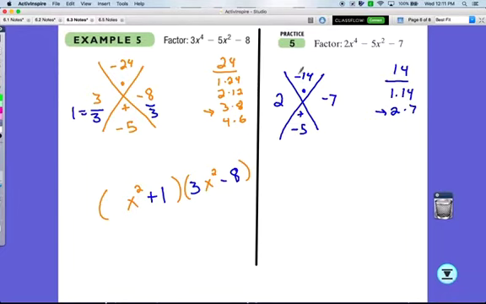Okay, and always remember, if you have a negative up top, I need one of those to be different than the other. All right, divide by the 2. That was the A. And so 2 divided by 2 gives me 1. I'll have x squared plus 1. And then since the other fraction does not reduce, it ends up giving me 2x squared minus 7.